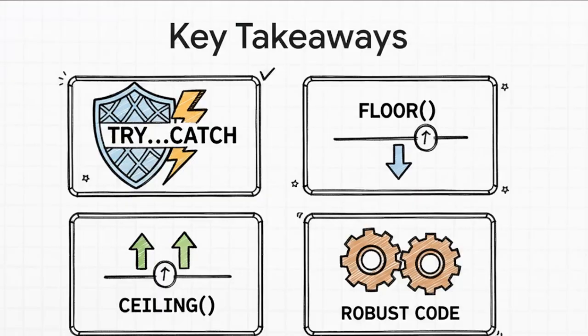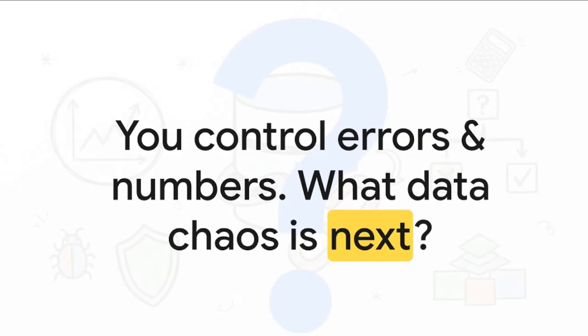So if you remember anything from this, remember this. 1. Use try catch. It's your safety net to stop errors from crashing your scripts. 2. Use floor to always round down. And 3. Use ceiling to always round up. If you can master these simple tools, you're going to be writing way more robust, way more predictable code, I promise. And that brings me to one last question for you.